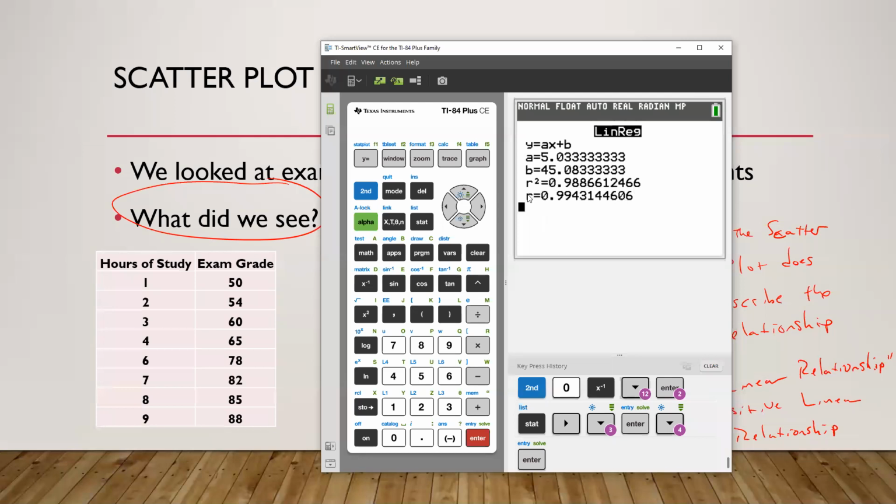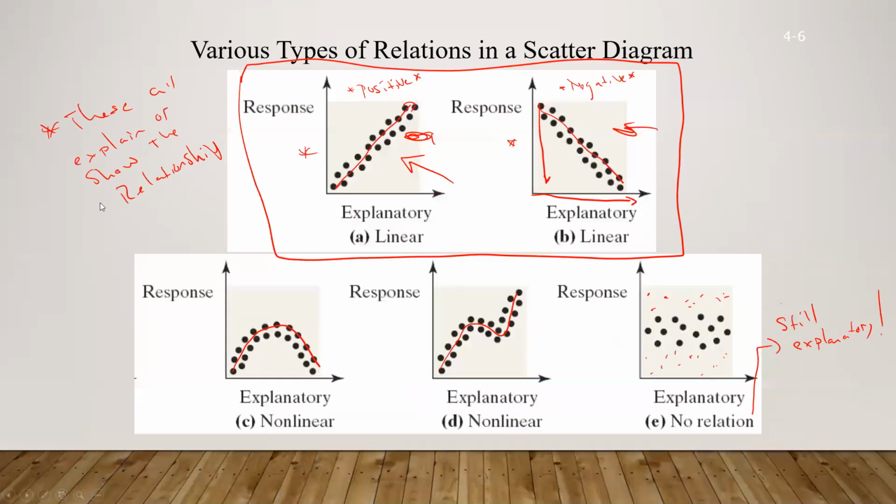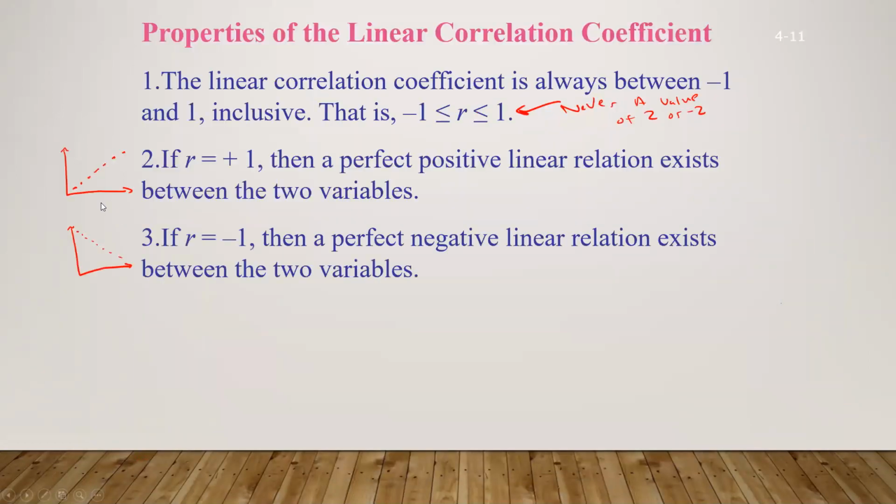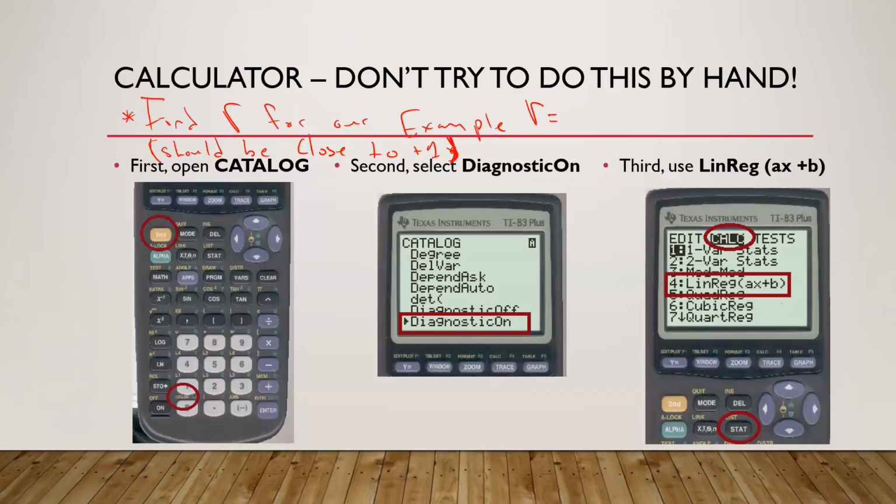Okay, so we said R should be close to +1. Is this value really close to +1? We got 0.9943. We'll go 4 decimal places. Yeah, that's super close to +1. And that's how we do this in our graphing calculator, okay? So I know we messed around with a lot of settings, but is it not too bad?